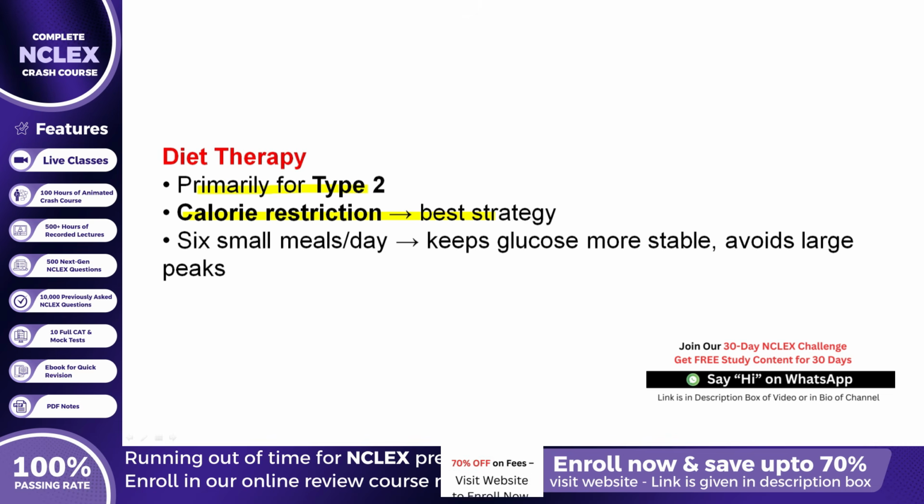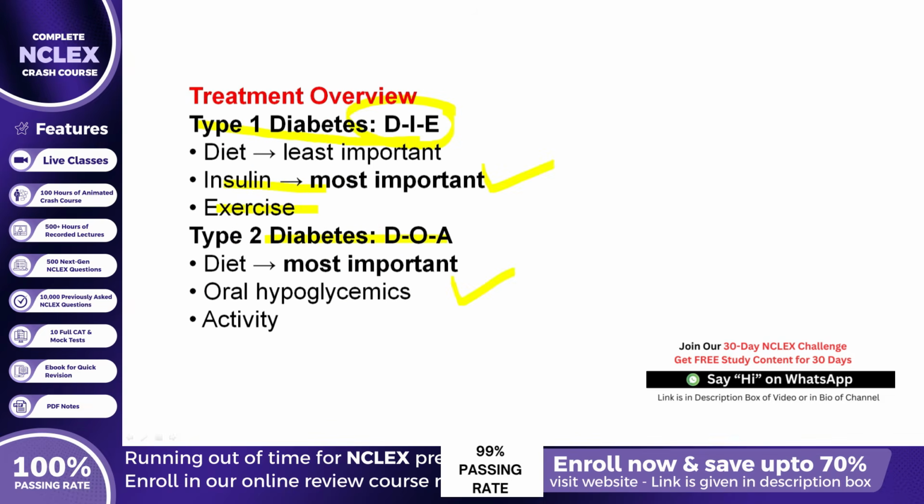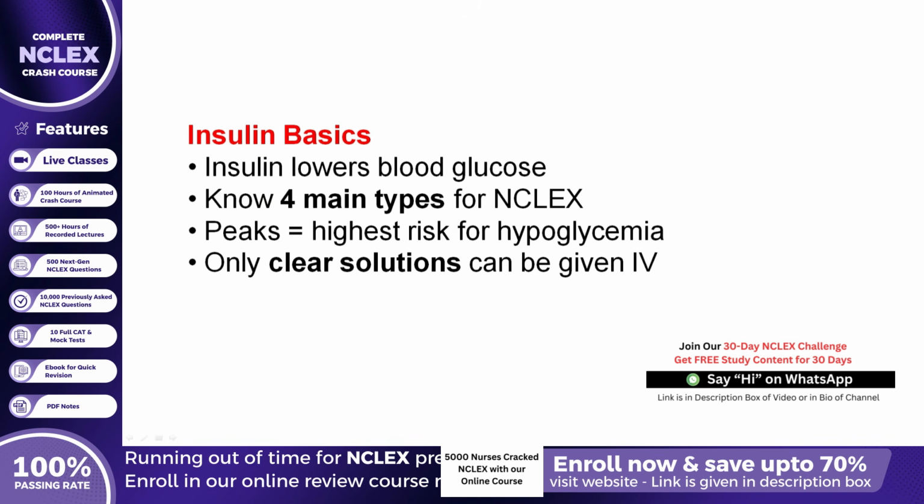As we start with insulin basics, remember that insulin lowers blood glucose. For the NCLEX, you must know the 4 main types. Peaks are the moments of highest risk for hypoglycemia. And finally, only clear solutions can be given intravenously.